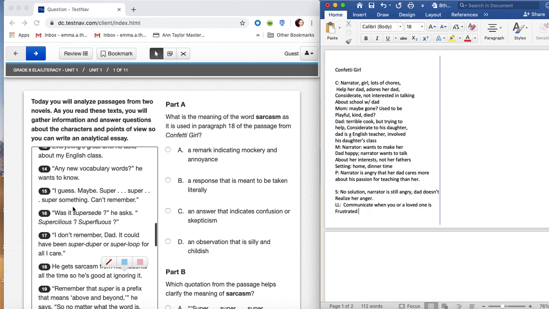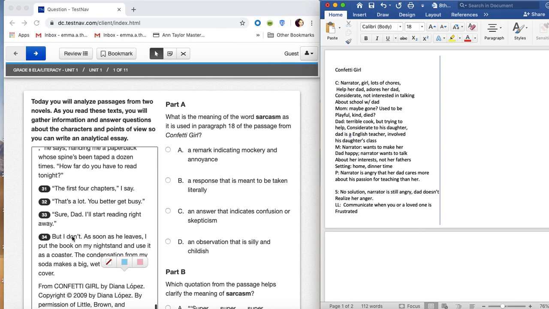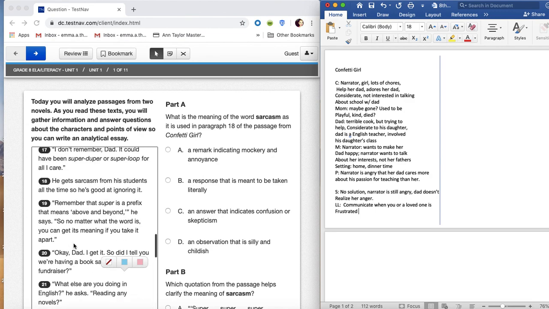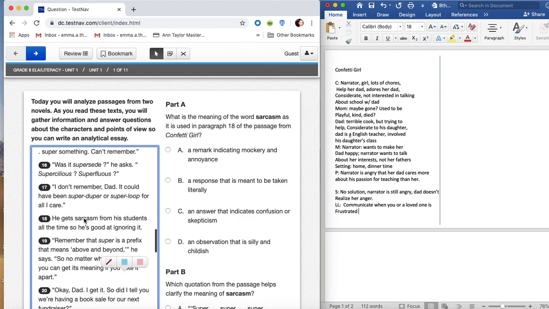I see that the question gives me a clue. It says paragraph 18, but my screen was all the way down here at the end. So I need to first make sure I scroll back up and find the actual word. Okay, there it is, sarcasm. I just double clicked it and highlighted it to keep my eyes on it. Let me make sure I'm on the right paragraph. Now I need to reread around the word to see if I get any clues, because just looking at it, I don't know what it means. So I'm going to read before. Was it supersedes, merciless? Okay, I don't remember, Dad.